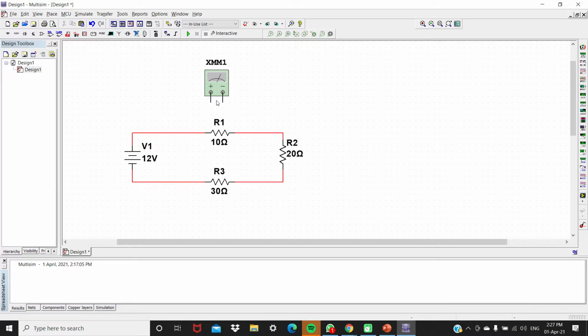Do this first. Just connect the multimeter here in any way you want. Can you just double click on the multimeter?